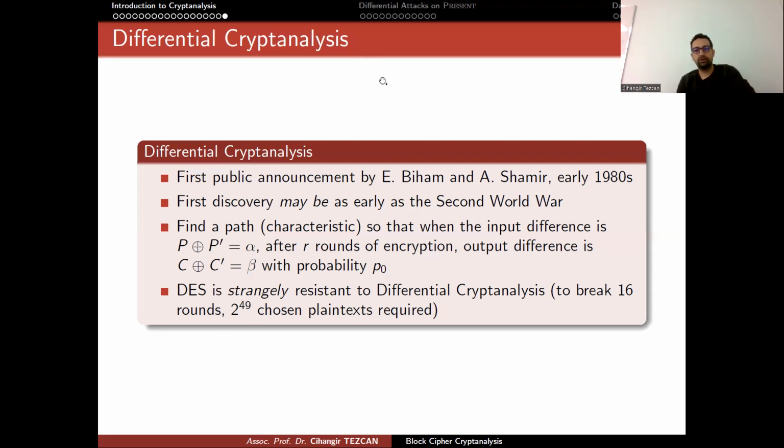So I explained differential cryptanalysis in one slide, but this is a very counterintuitive attack. For students, understanding this sometimes takes more than a few months. I explained it in a very simple way, but it is not that simple.